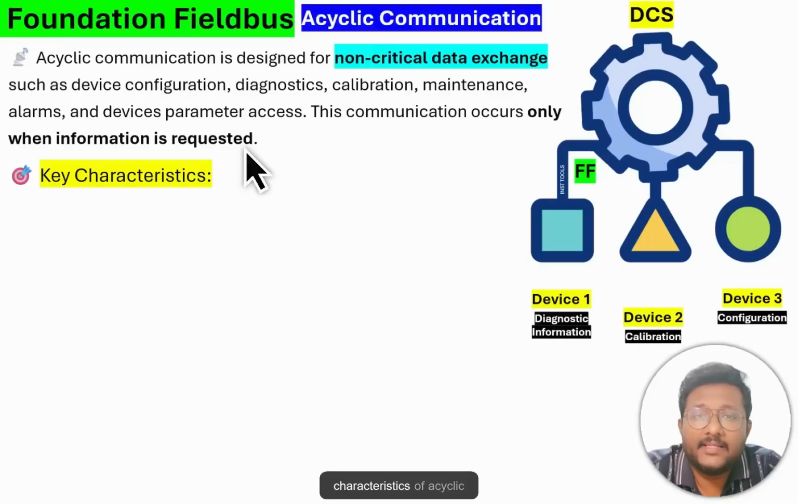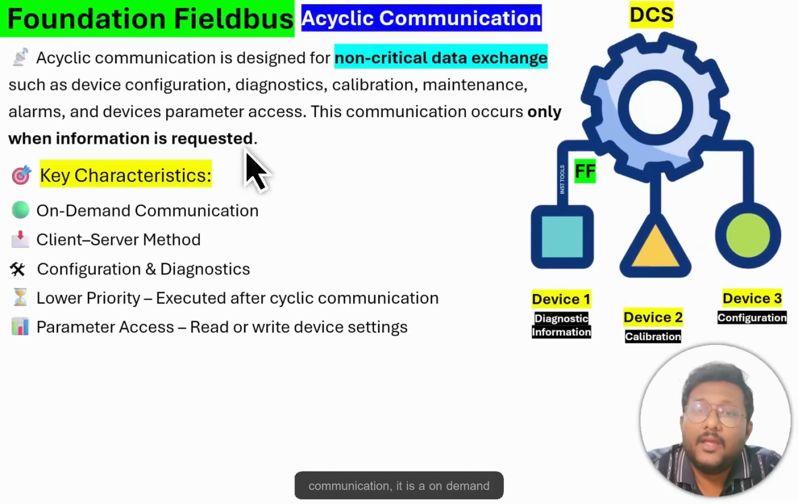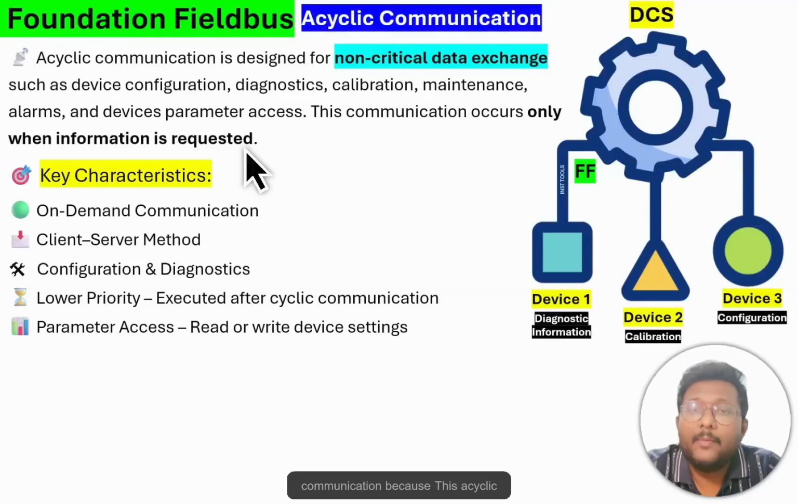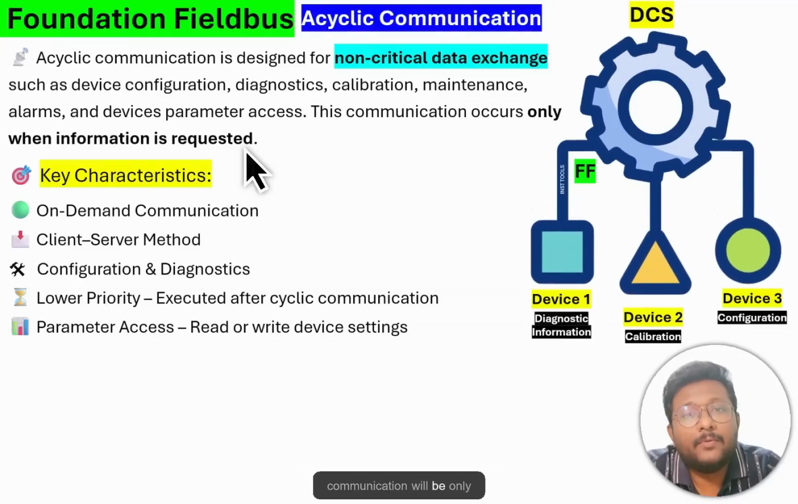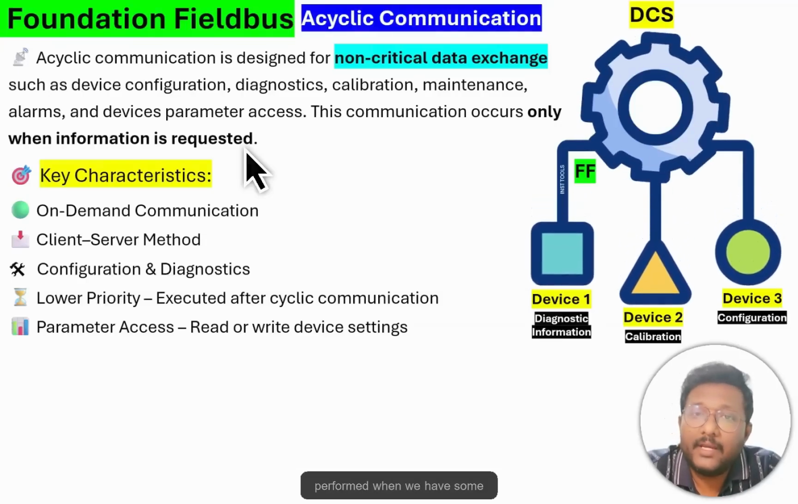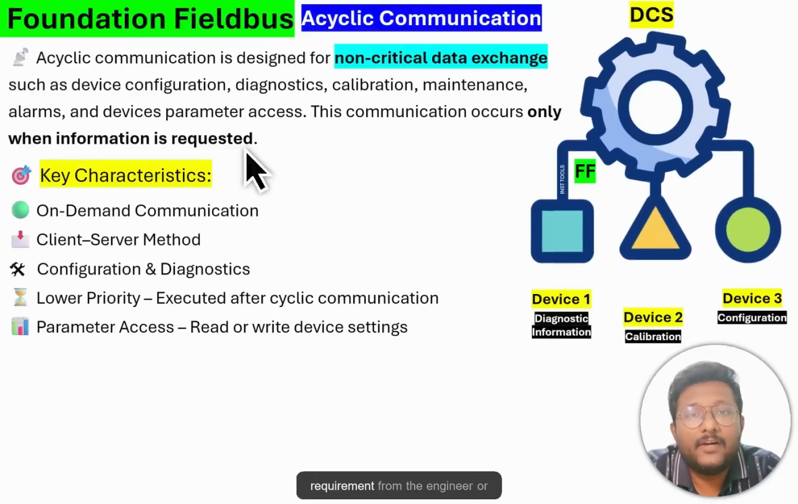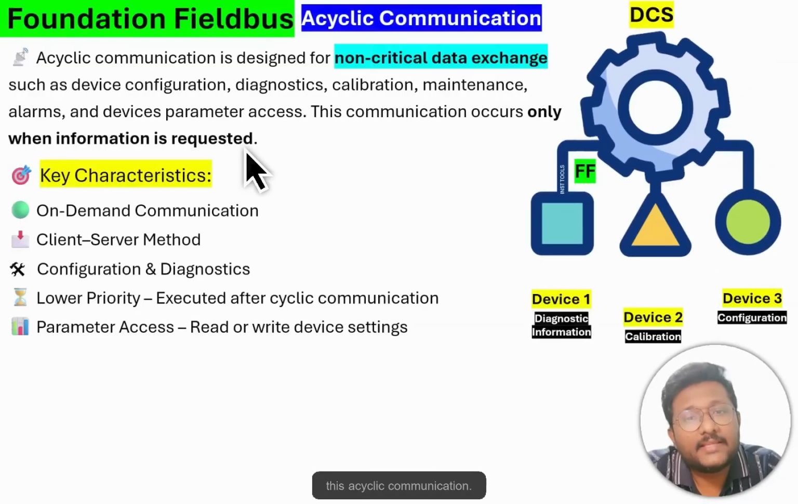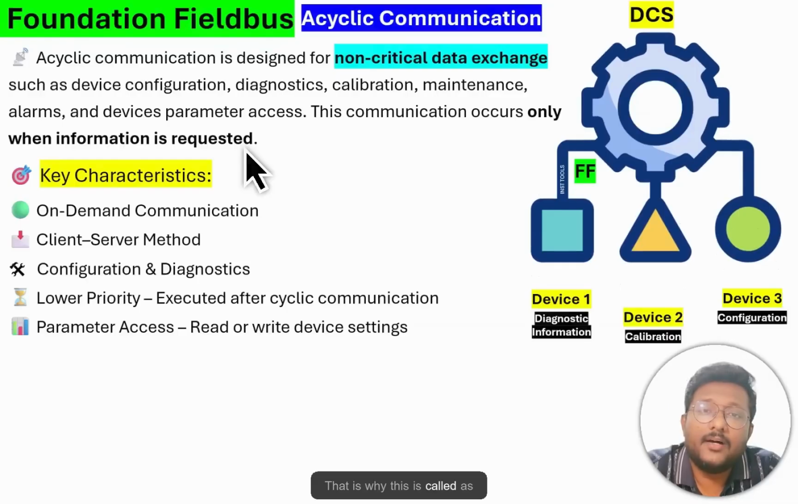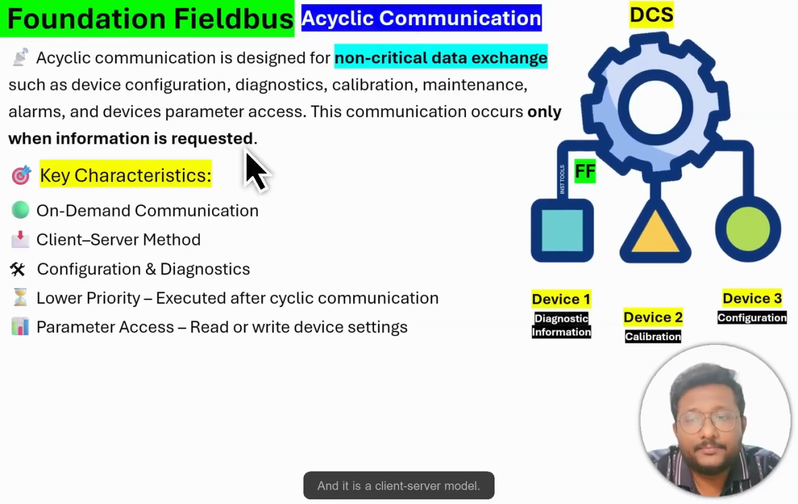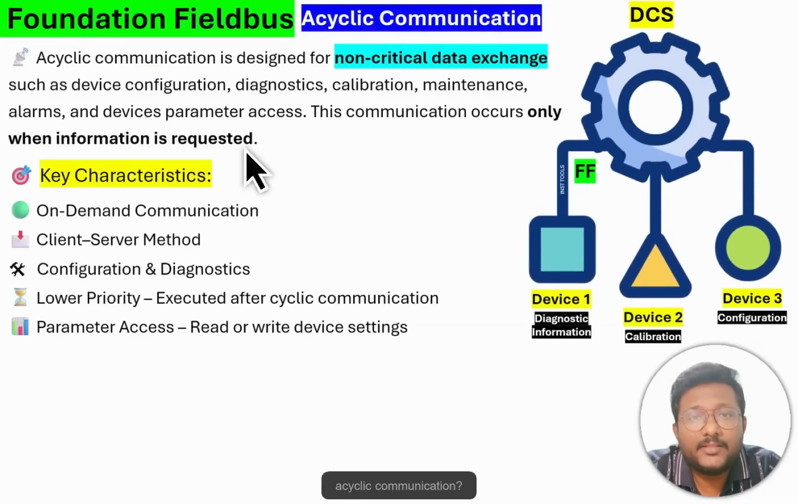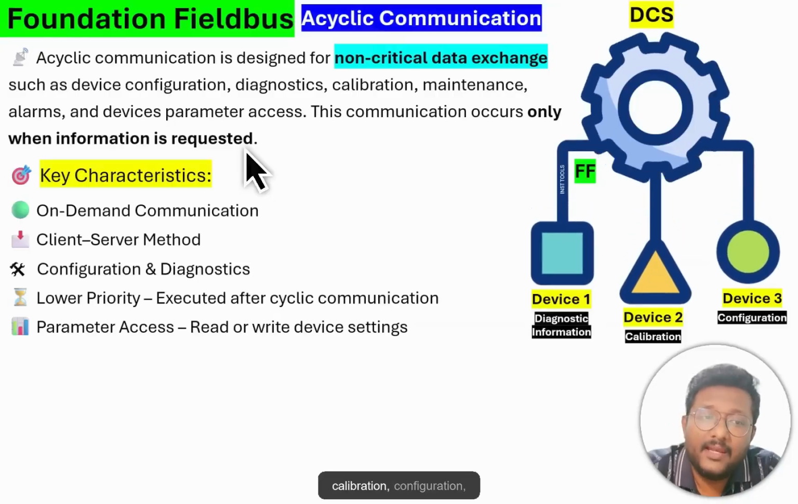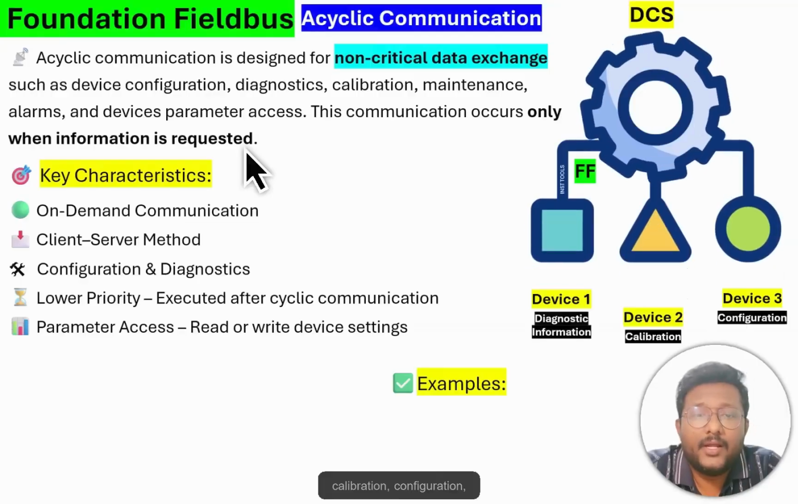So if you see the key characteristics of acyclic communication, it is an on-demand communication because this acyclic communication will be only performed when we have some requirement. For example, if there is no requirement from the engineer or technician, then there is no need to perform this acyclic communication. That is why this is called on-demand communication. And it is a client-server model. And what can we access in this acyclic communication? Diagnostics information, calibration, configuration. We already discussed the examples.